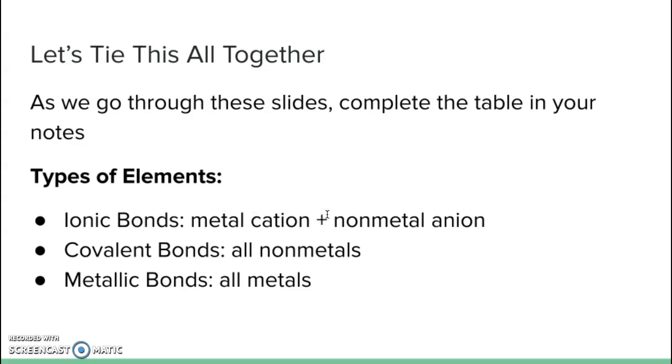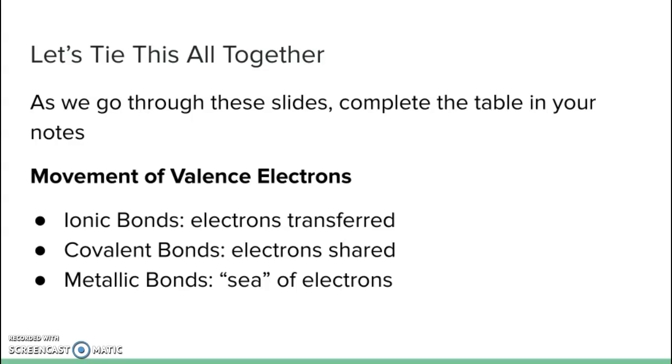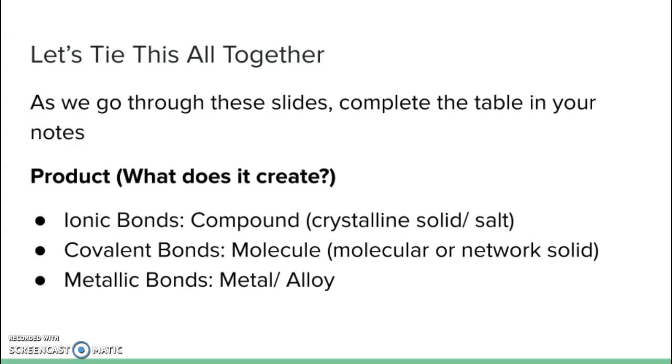Right, the only one that's a mixture of two types of elements is my ionic bond, and that's really how we tell that it's ionic. In terms of valence electrons and how they move, ionic bonds are completely transferred. Covalent bonds have electrons being shared. And metallic bonds are a sea of electrons. So anytime we said sea or mobile electrons, we're talking about metallic bonding.